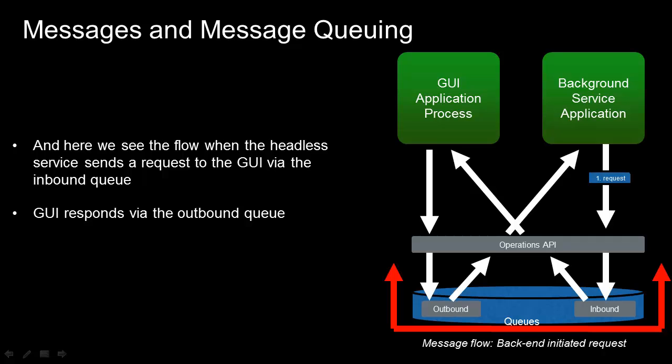So here is an animation of that flow. First of all, the background service formulates the request, representing the event that's happened in the backend system, and uses the operations API to queue it in the inbound queue. The GUI is notified and uses the operations API to collect the object from the inbound queue. It processes it and then responds with a response message, which goes via the operations API back into the outbound queue. The background headless service is notified and uses the operations API to collect that response message, and the operation is complete once again.